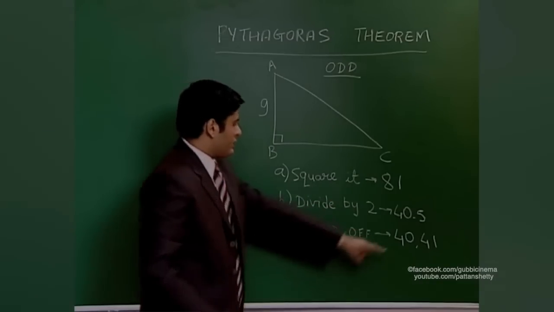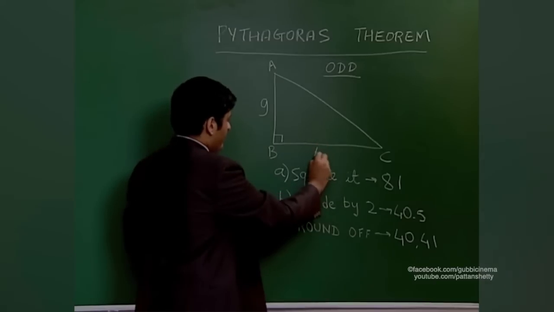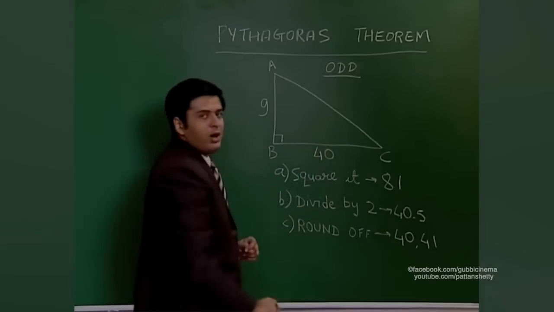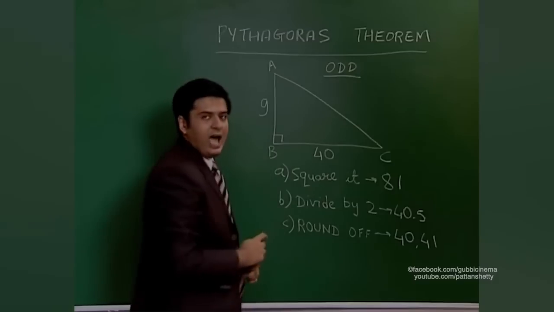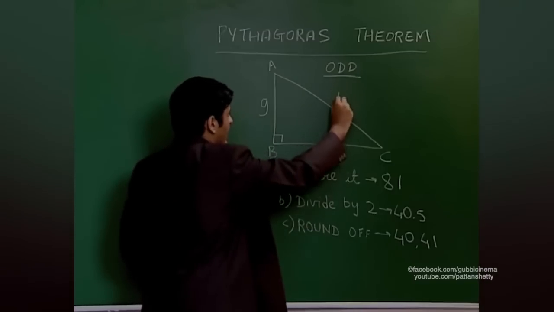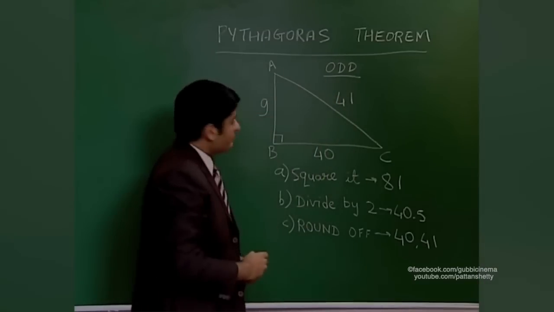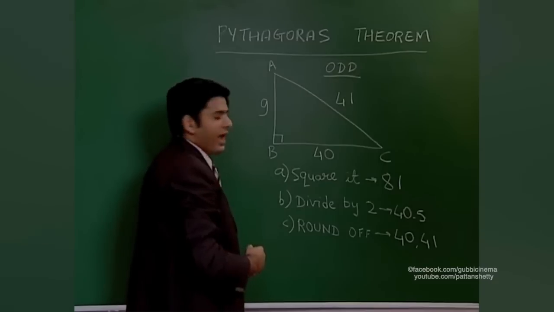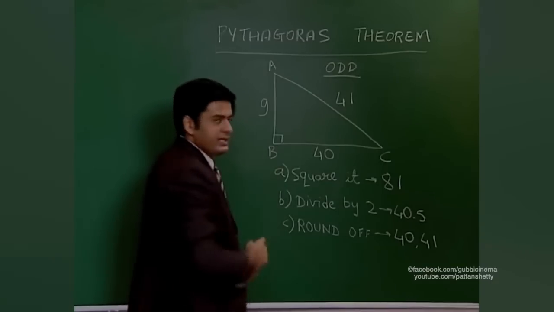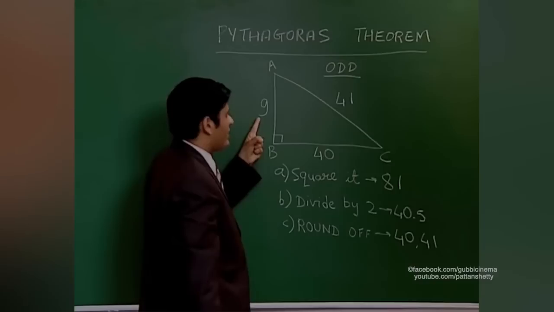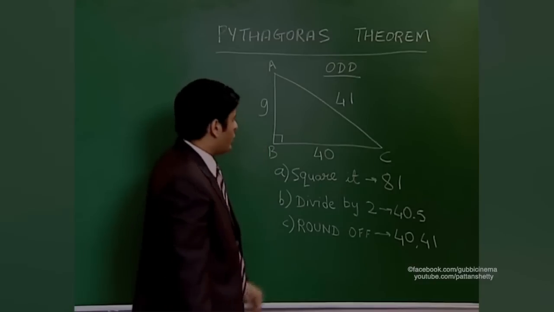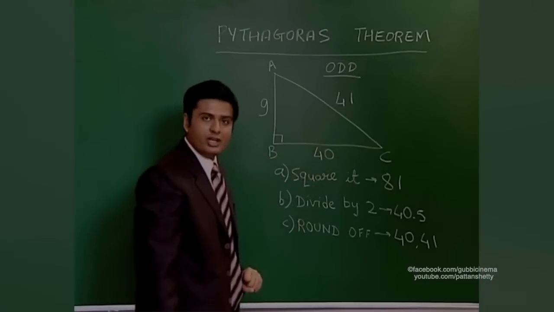Simply put, the smaller number will come here and the bigger number always goes in the biggest side, the hypotenuse. So side AC will become 41. Thus we know that if in triangle ABC, angle B is 90 and we are given one value as 9, the other two values will be 40 units and 41 units.